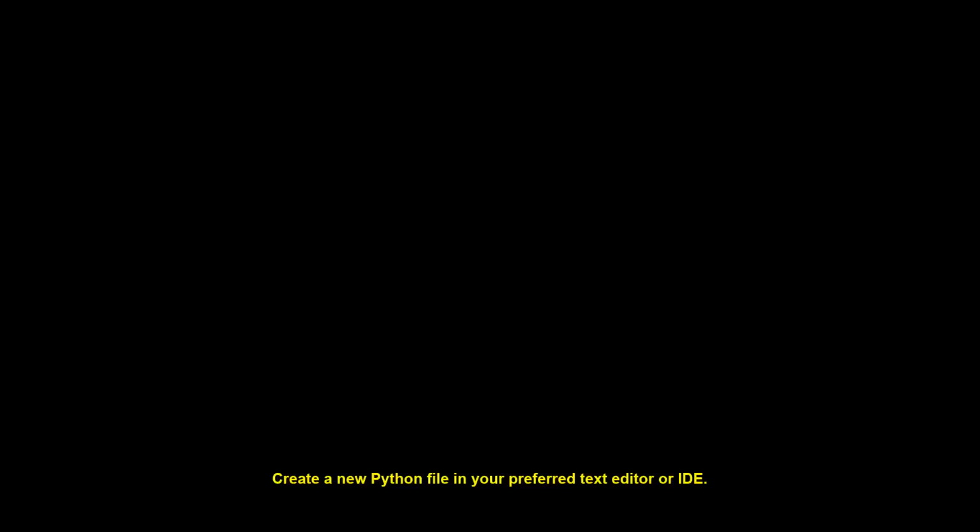Create a new Python file in your preferred text editor or IDE. Start by importing the necessary libraries at the top of your script. Include import requests and from bs4 import BeautifulSoup. Next, select a website you want to scrape data from. Make sure to check the website's terms of service before proceeding.